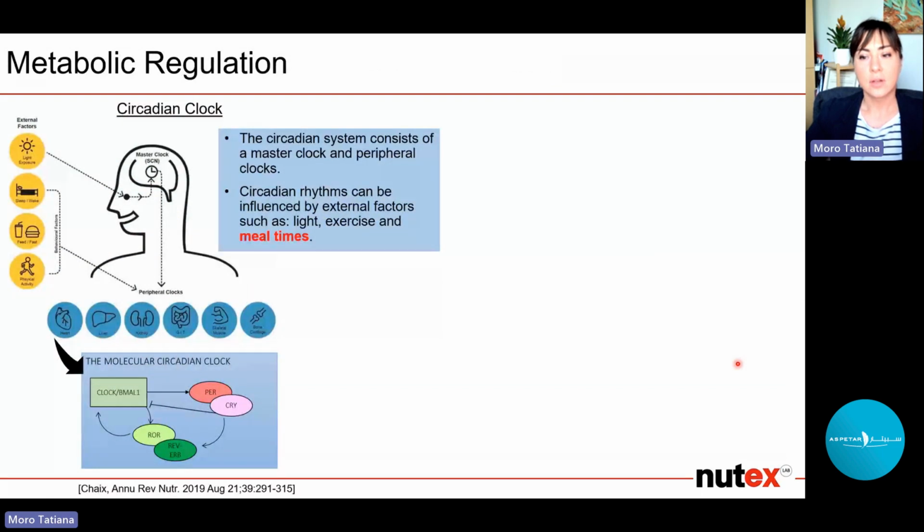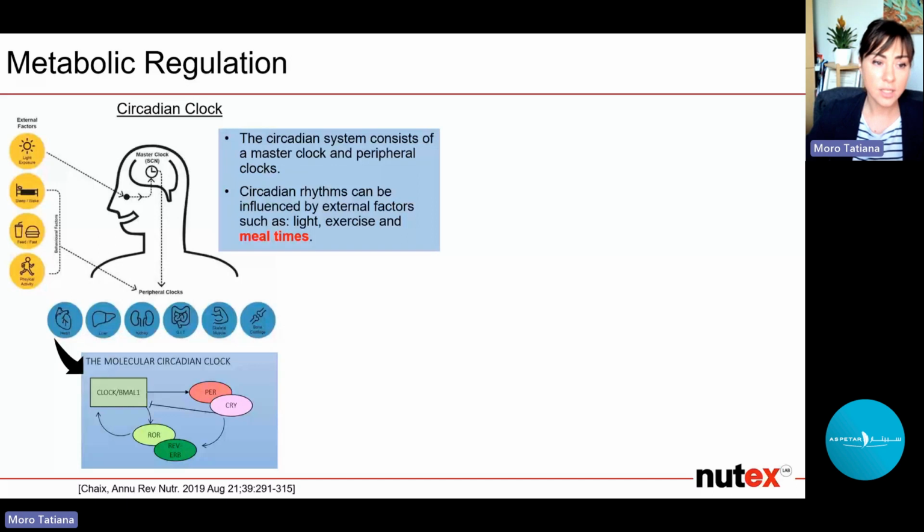On a more metabolic level, intermittent fasting can influence the regulation made by our circadian clock. So our circadian system consists of different clocks that are present in our body. The master clock is the one that regulates the signals that can control, like a metronome, all the other clocks in the peripheral organs, and its location is in the suprachiasmatic nuclei of the hypothalamus. The master clock is very sensitive to external factors, so our environment, and especially to the cycle of light and dark. So it's very sensitive to daylight and nighttime.